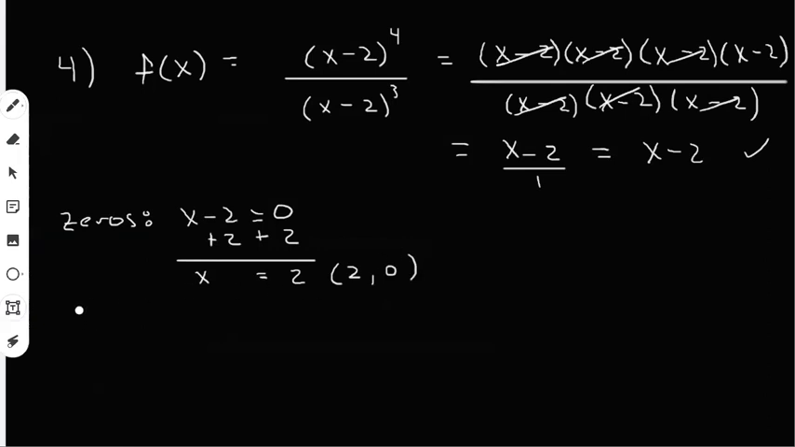All right, vertical asymptotes. If I set this bottom of the fraction equal to 0, I get 1 equals 0. That's not good. So no vertical asymptotes.